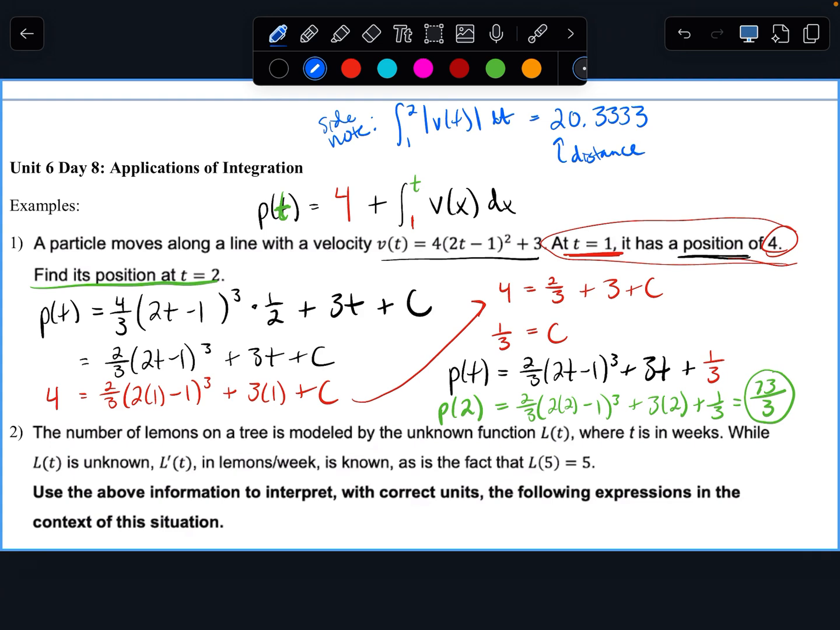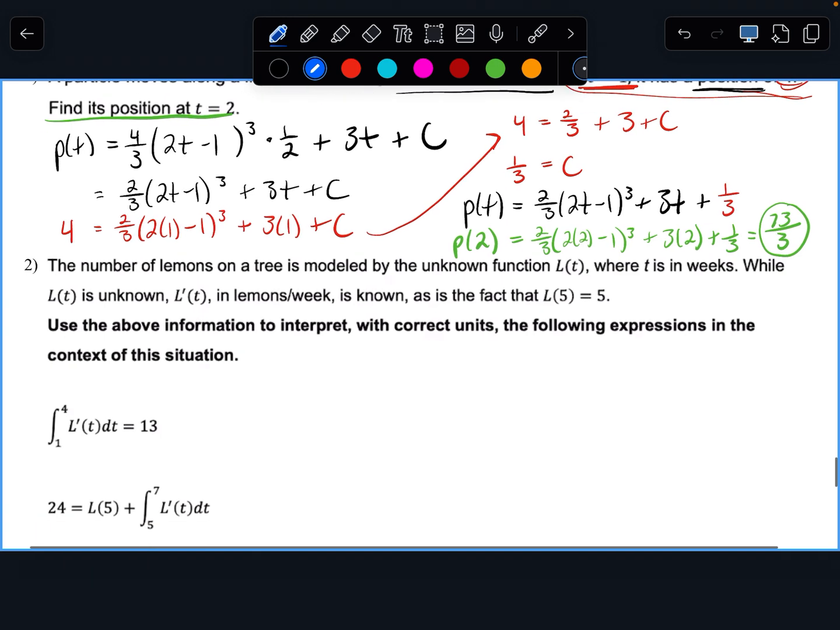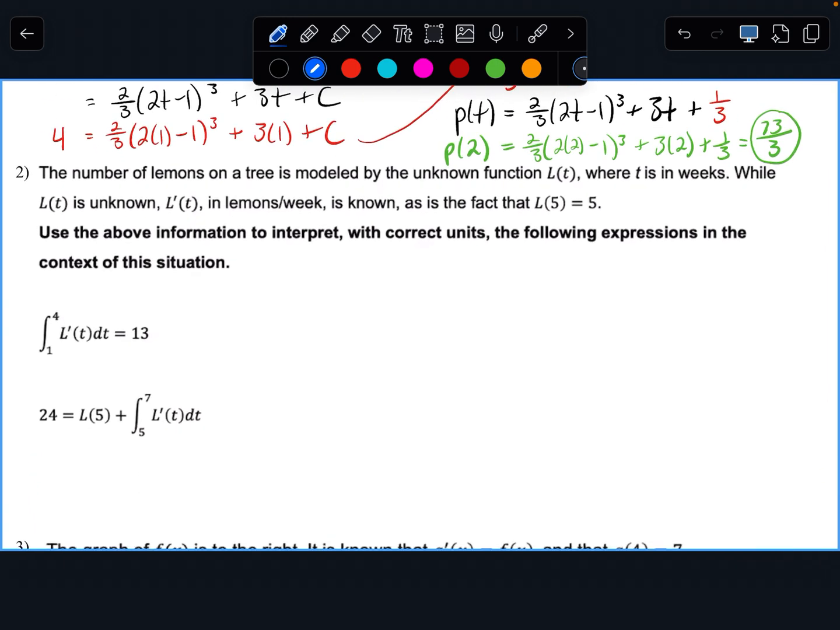All right, so this next one is interpreting all the different integrals that you're doing. It says you've got lemons on a tree, so not random at all, modeled by the known function L of t, where t is in weeks. L of t is unknown, L prime is lemons per week, is known, as is the fact that L of 5 equals 5. Use the above information to interpret, with correct units, the following expressions in the context of the situation.